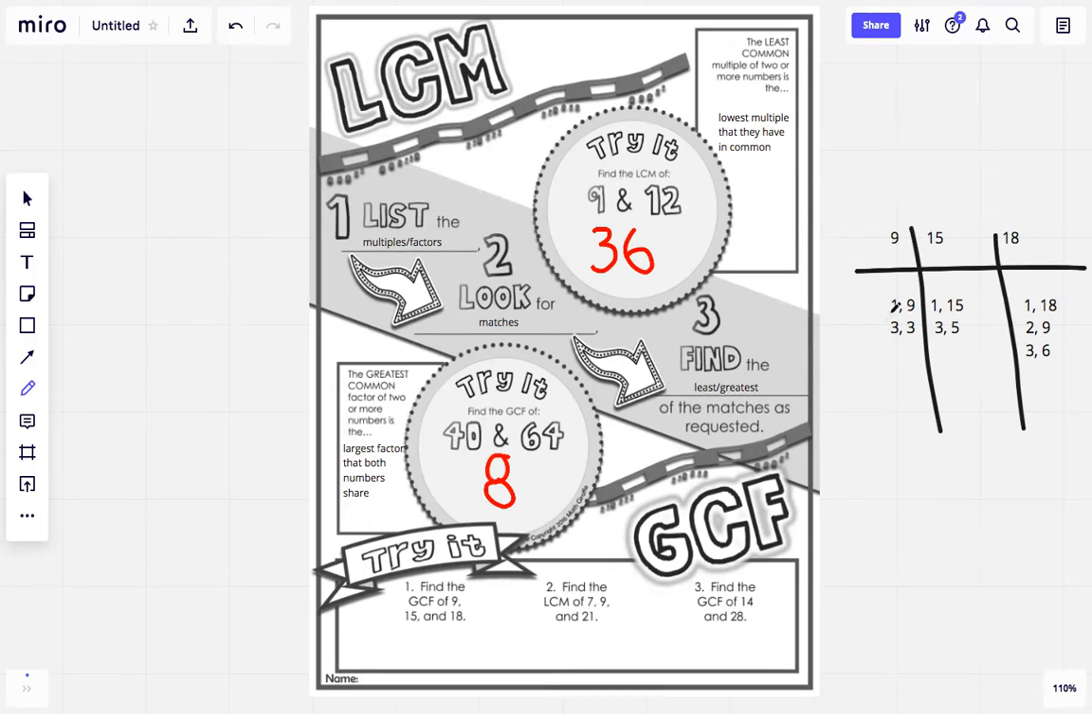So they all have 1, but we're not going to worry about 1 because every number has a factor of 1. So if we continue down the list, it looks like they all have 3. And it looks like that's all that they have in common. So that tells us that the greatest common factor of 9, 15, and 18 is 3.